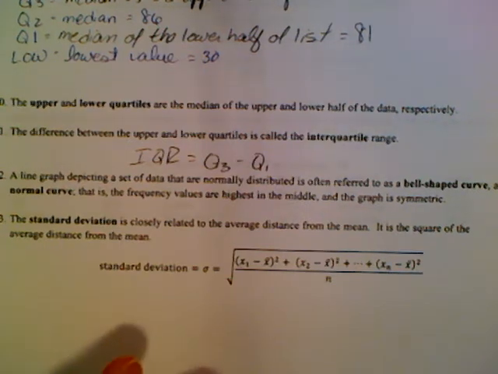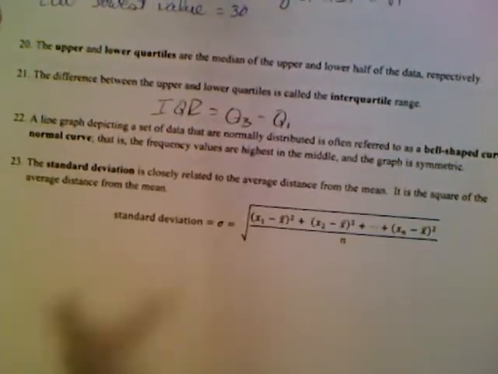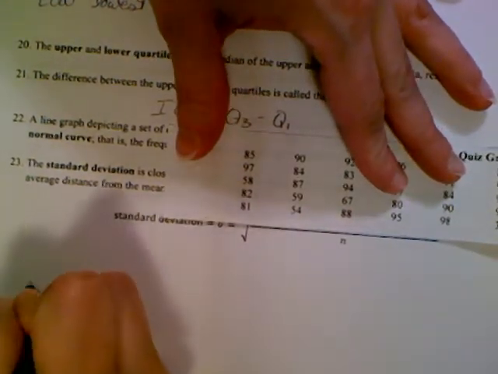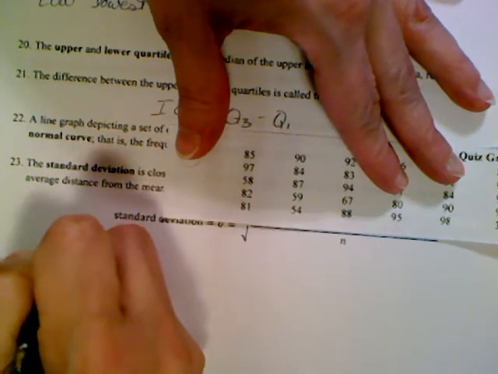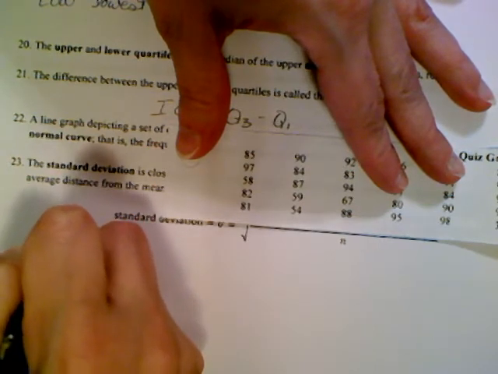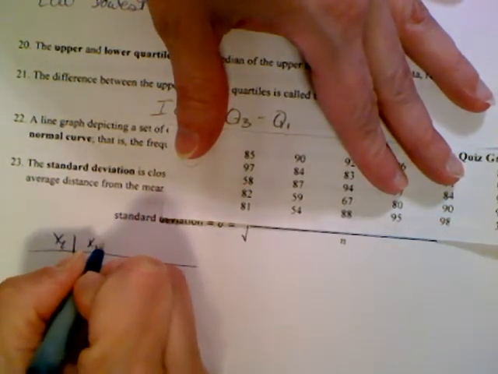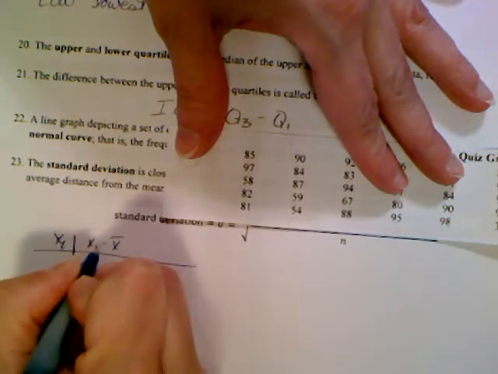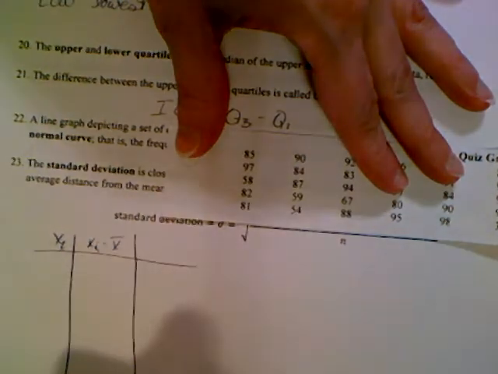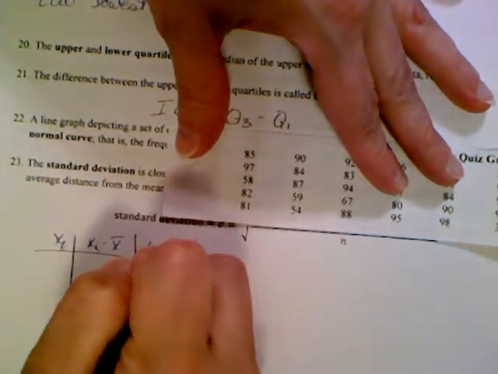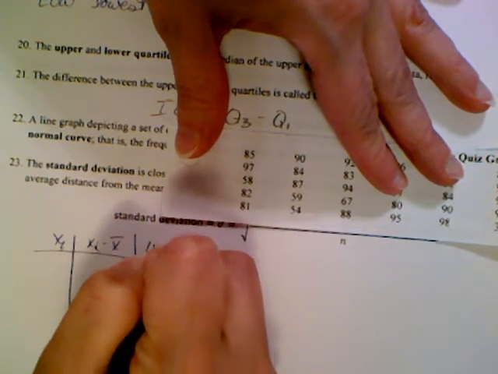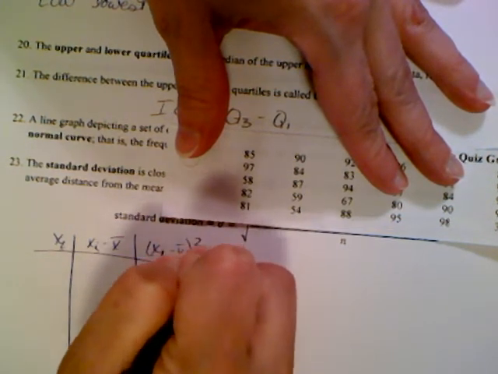So the question is, how do we calculate this? We're going to go back and use our data, but I'm only going to use the first column because it is a lot of work to do the whole list. So we're going to have xi, that's our x value. We're going to find xi minus x bar, so xi minus our mean. Then we're going to square that value, xi minus x bar, squared.